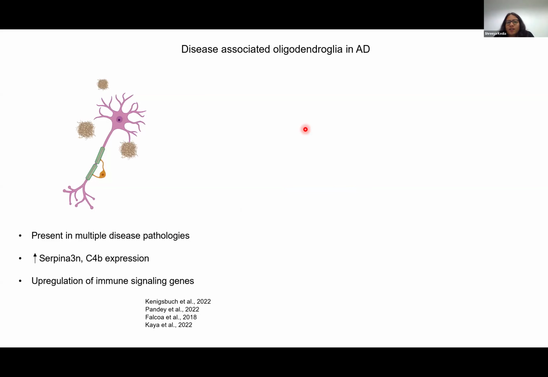People, us, and many different groups have reported oligodendrocyte heterogeneity in healthy as well as diseased models, including the presence of disease-associated oligodendrocytes. These cells are very similar to disease-associated microglia, and they come up in multiple different disease pathologies. They upregulate genes such as SERPINA3N and C4b, as well as genes in the immune signaling pathway. I wanted to see if this population exists in our model.